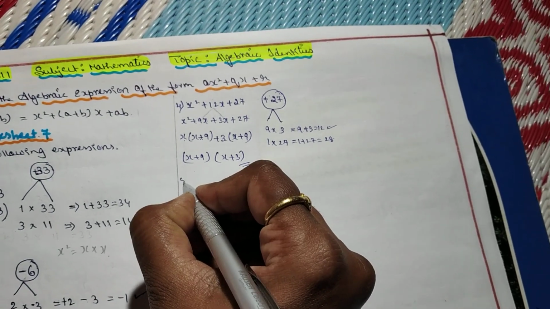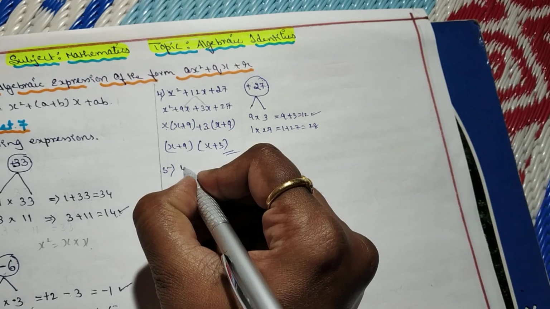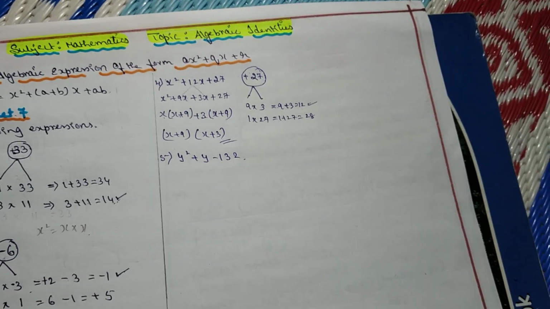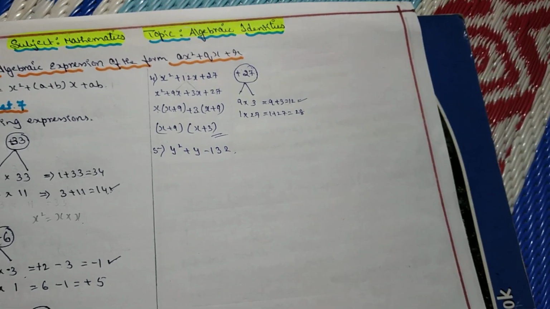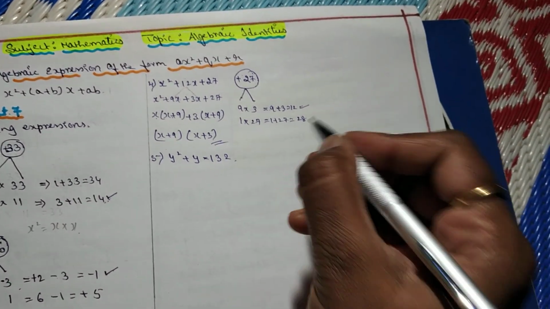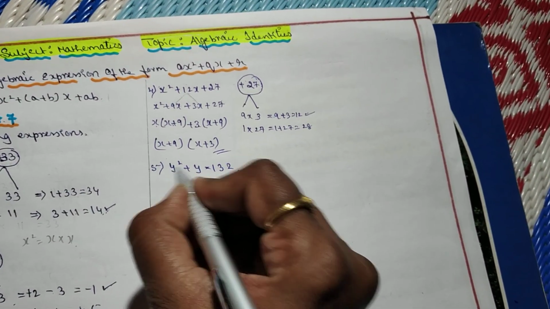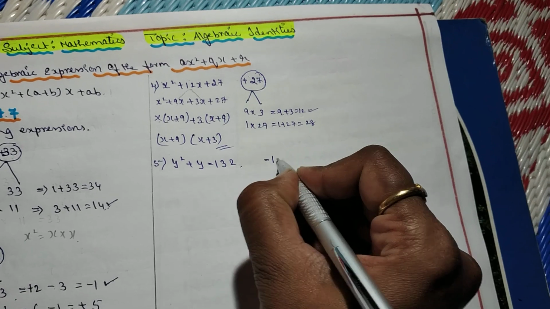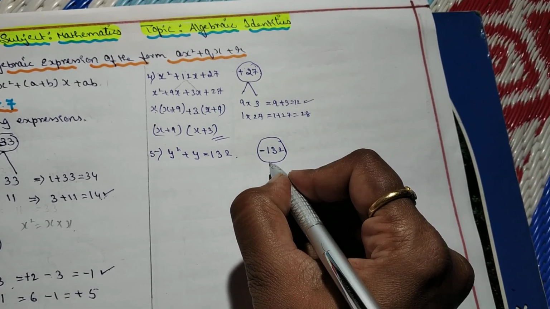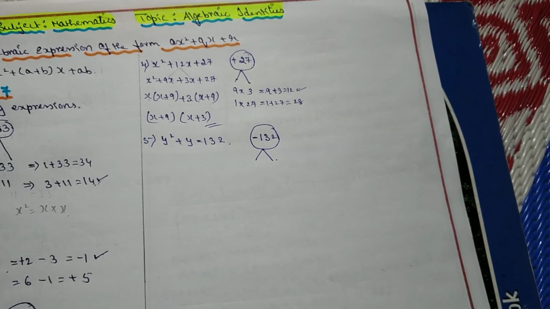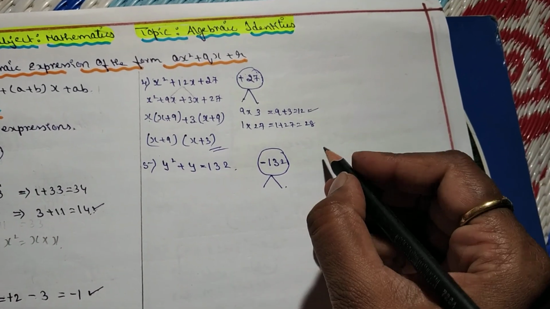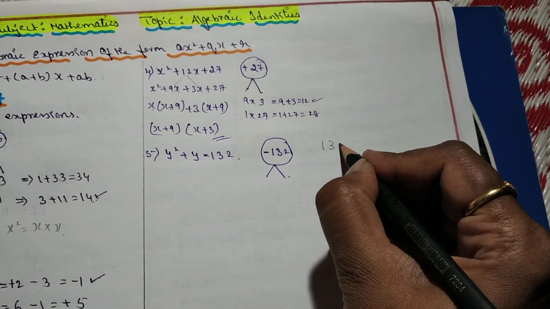Now let me move to the fifth question. y square plus y minus 132. Now the question arises, Madam, 132, where can we find that in the table? So no need to worry, children. I'll tell you how. 1 into minus 132 is minus 132. So keep in mind, the first step is finished. Moving to the second step. Second step, if we feel it is very difficult to find the largest number with the product, then go for prime factorization.